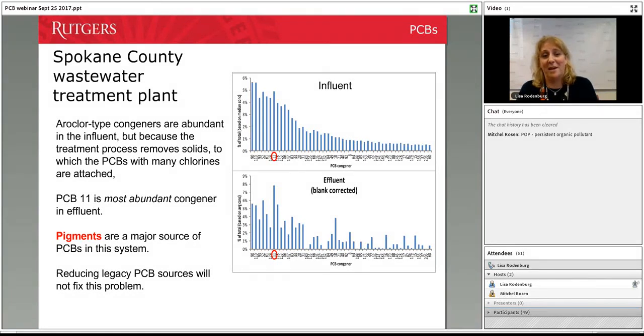And what are they going to do about that? That's quite difficult, because people are always going to use color printed paper, and they're always going to wear printed clothing, and they're always going to have these pigments in their system. There's not that much that Spokane County can do about their worst PCB problem.